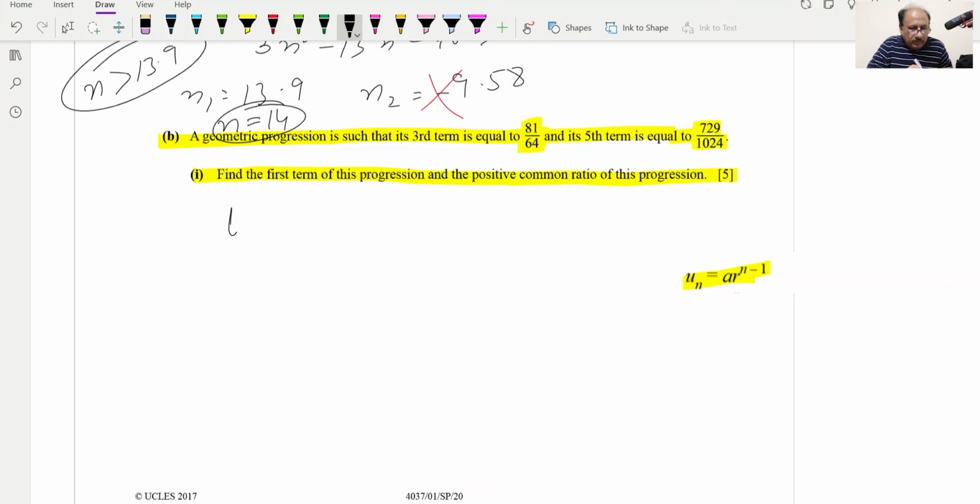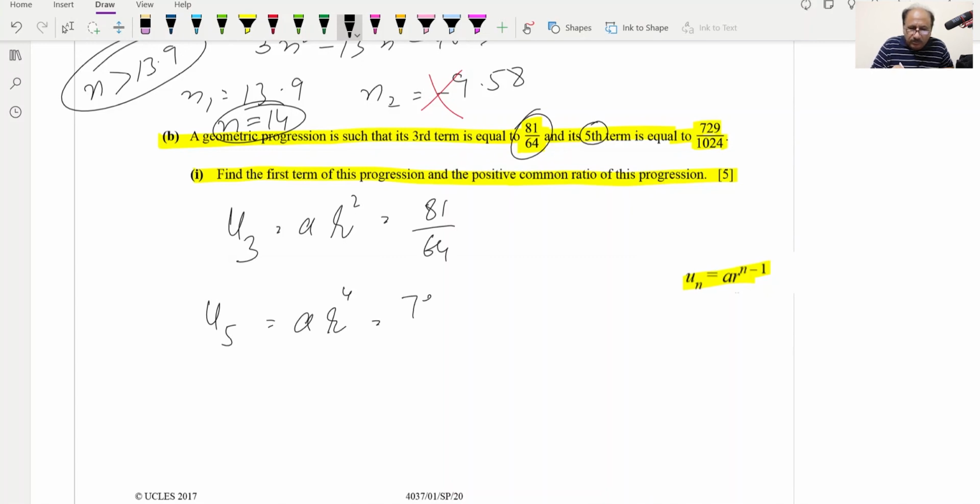So un, we know un is equal to ar raised to the power n minus 1, and a is provided. Third term is basically this one. So we can write a3 will be equal to ar squared, and this will be 81 over 64, which is provided over here. And we can write u5 also, because the fifth term is also provided. So u5 will be equal to ar raised to the power 4, which is given as 729 over 1024.